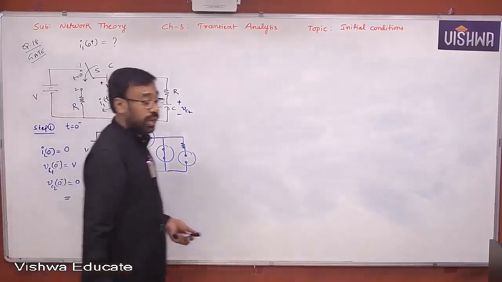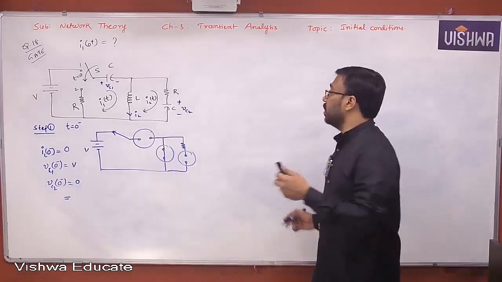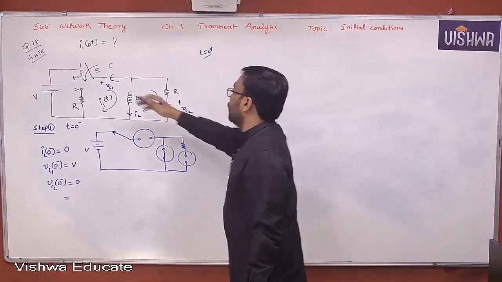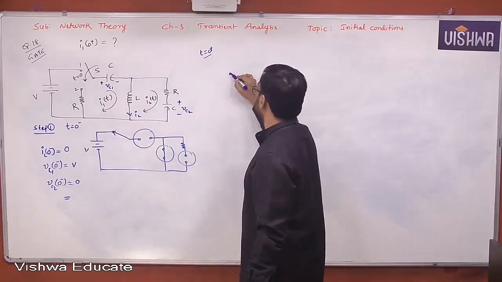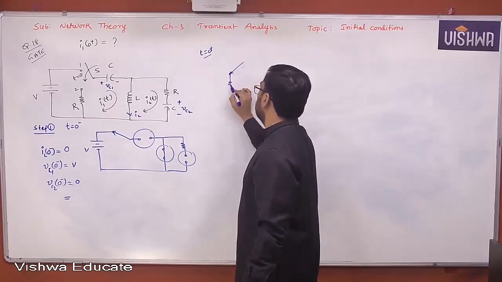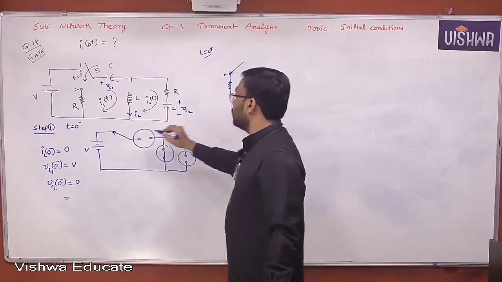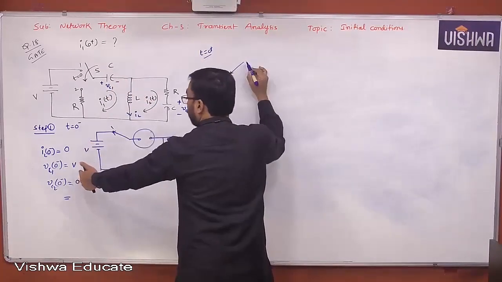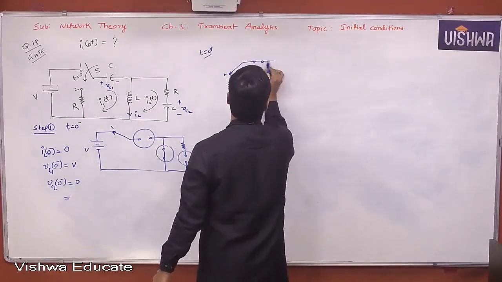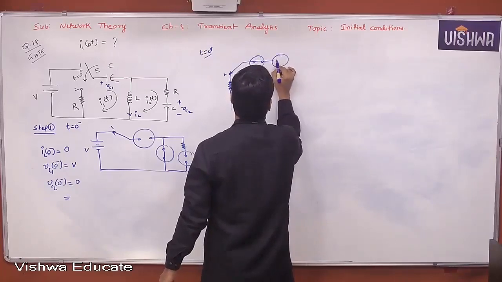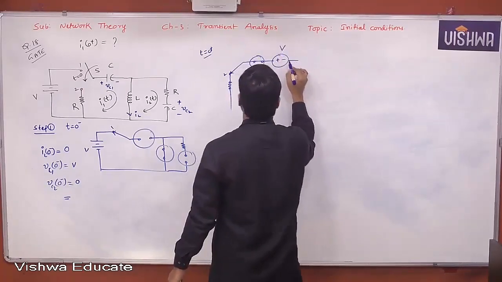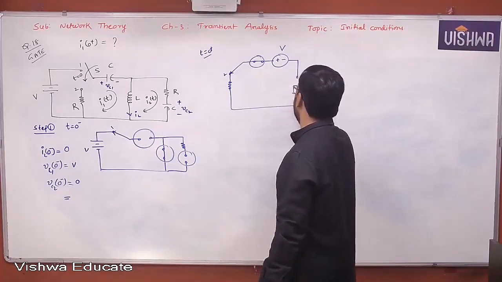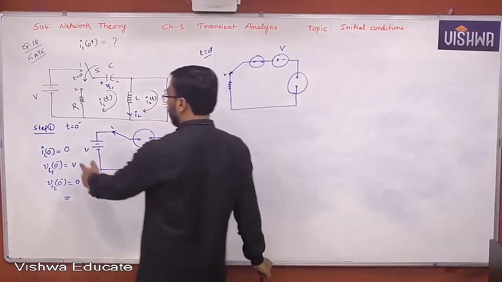Based on this information only, you can construct the t equal to 0 plus equivalent. T equal to 0 plus equivalent can be constructed. Switch is at 2. Okay, this is at 1. Now, the capacitor can be replaced by what? A voltage source with a series capacitor model, plus minus voltage V. The inductor is acting like an open circuit because the current flowing through the inductor at t equal to 0 minus was found to be 0.